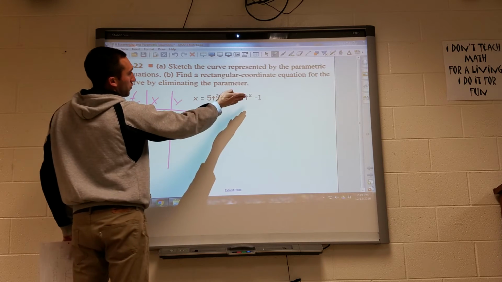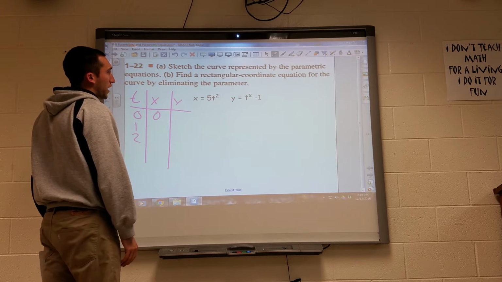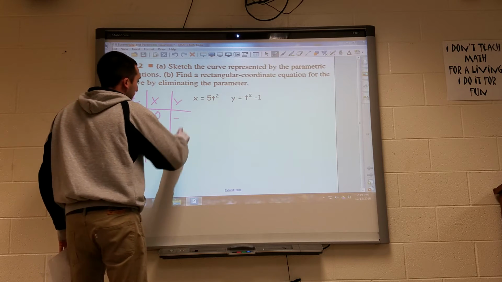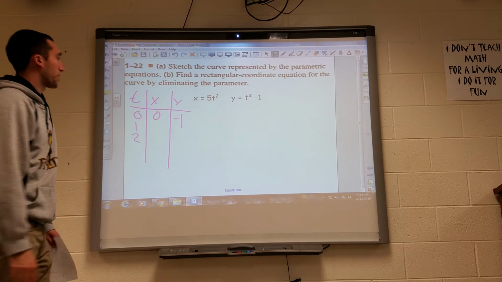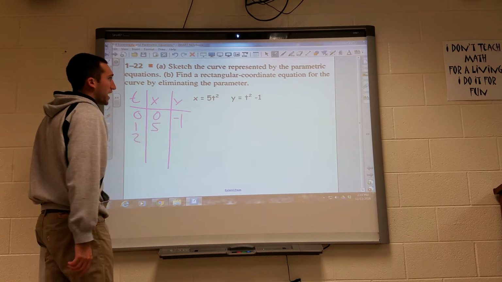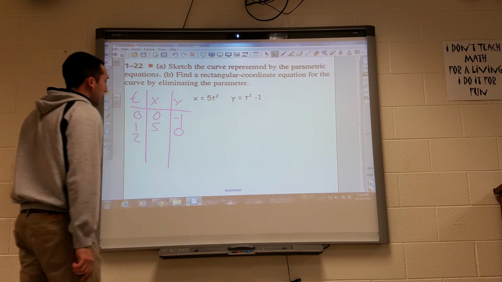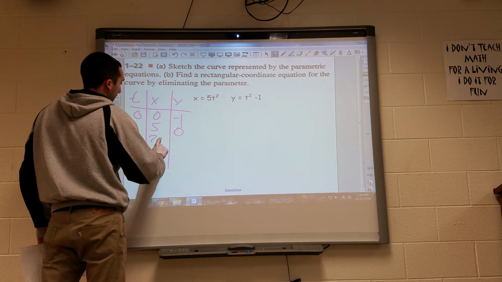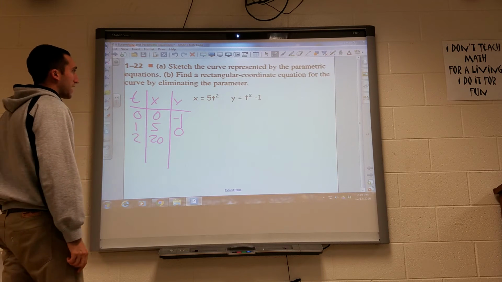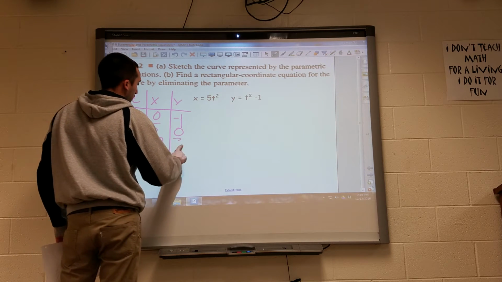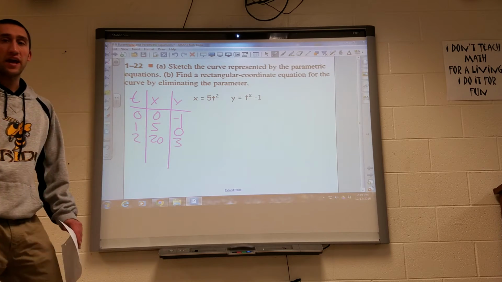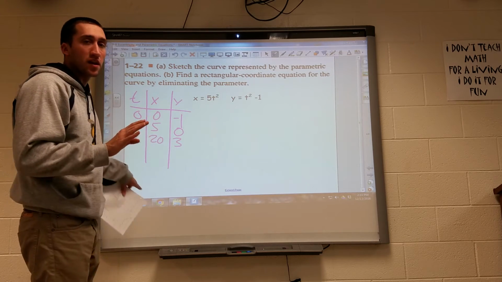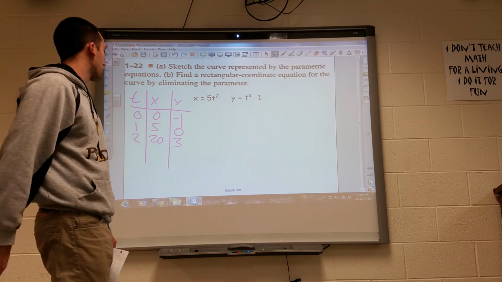And if I plug a 0 into my y equation, I get 0 squared minus 1, so I get a negative 1. If I plug a 1 in, I get a 5 for my x, and I get a 0 for my y. If I plug a 2 in, I get 4 times 5, I get 20, and I get 4 minus 1 is 3. Okay, so we can see as I make my t a little bit larger, it's just going to push it out further to the right.